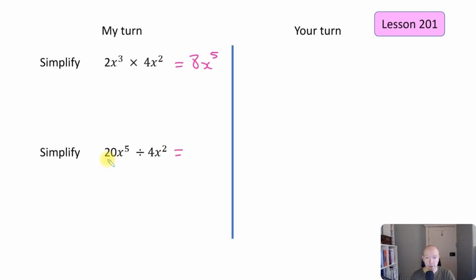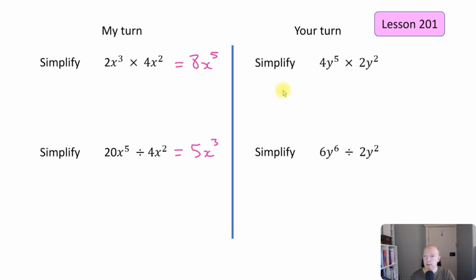And down here, we're going to divide. So 20 divided by 4 is 5. And x cubed divided by x squared, well, 5 take 2 is 3, so that's x to the power of 3. Okay, 2 to have a go at. So again, pause the video and try those now.